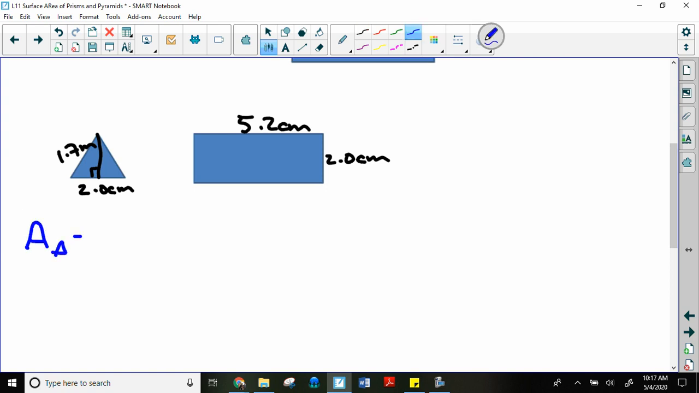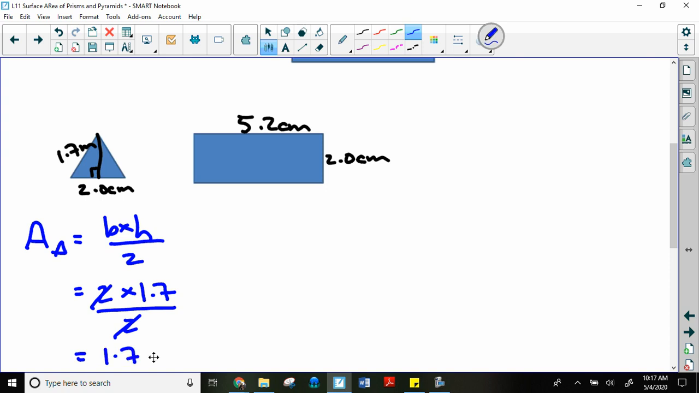All right, like I was saying, with a triangle, how do you find the area of a triangle? Area of a triangle is base times height divided by 2. Base, 2. Height, 1.7. Divided by 2. These are actually going to cancel each other out. And our answer is going to be 1.7 centimeters squared. This is supposed to say centimeters. My bad.